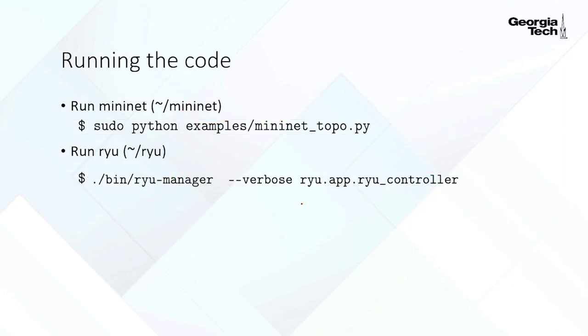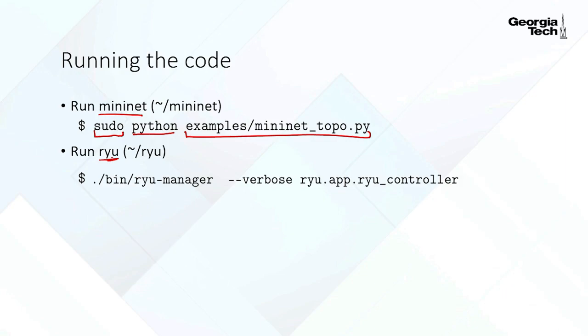To run the code, you first need to run the Mininet code. This is just a simple Python script, so you can run it directly using sudo. So you have privileges, the Python interpreter, and then the file that you just completed in the previous section. Then you need to run the controller. We are going to be using Ryu. That is an open source Python implementation of an OpenFlow controller.